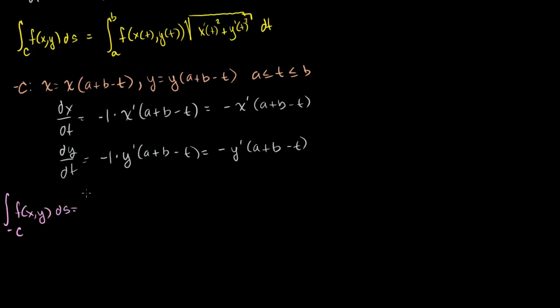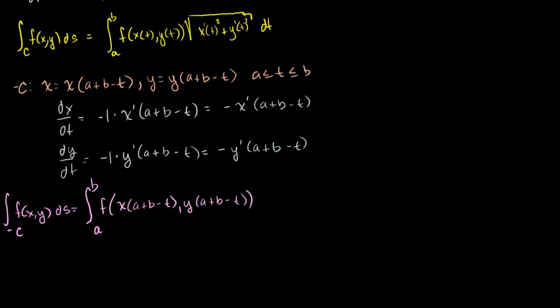Well, it's going to be the integral from, you could almost pattern match it, t is equal to a to t is equal to b, of f of x. But now x is no longer x of t. X now equals x of a plus b minus t. It's a little bit hairy, but I don't think anything here is groundbreaking. Hopefully it's not too confusing. And once again, y is no longer y of t. Y is y of a plus b minus t.